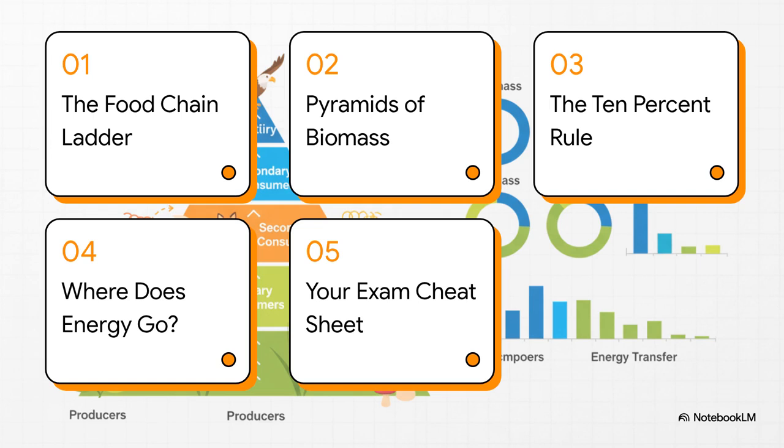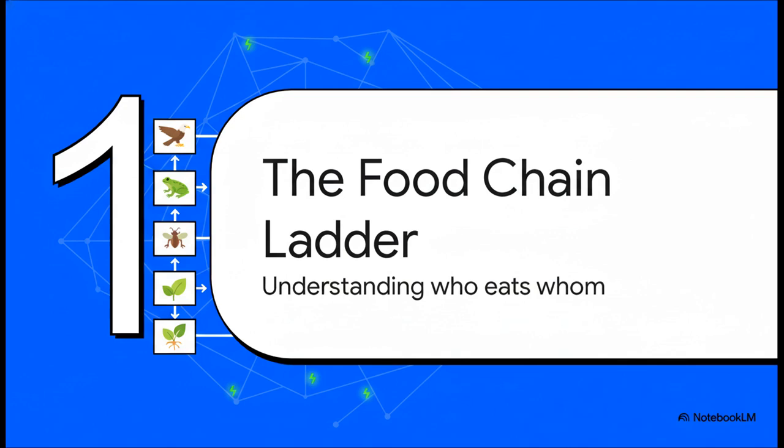First, we'll climb the food chain ladder. Then, we'll get visual with pyramids of biomass. After that, we'll uncover the single most important number you need to know, figure out where all the missing energy goes, and then wrap it all up with the perfect exam cheat sheet. Let's dive in. First up, the food chain ladder.